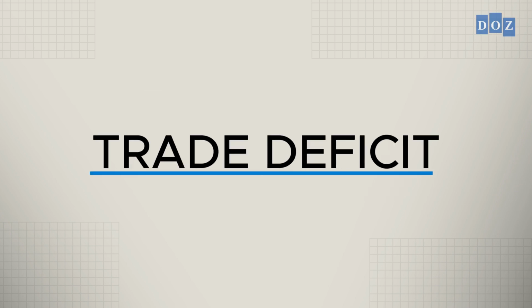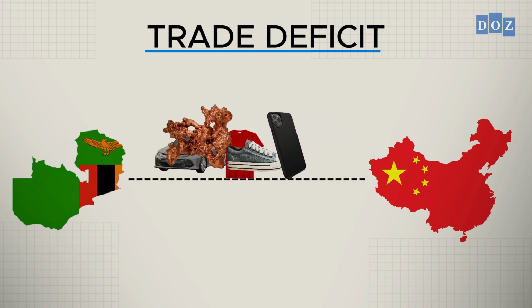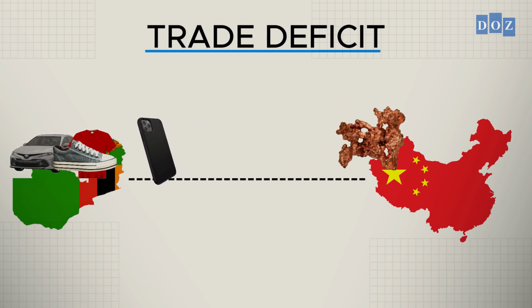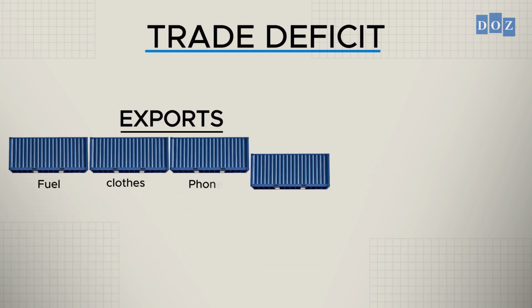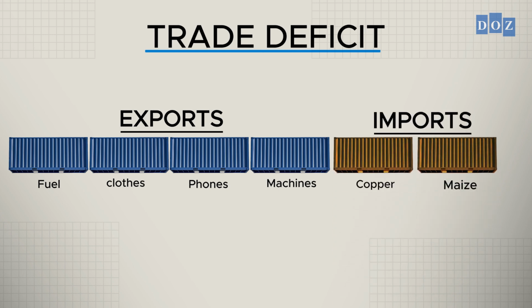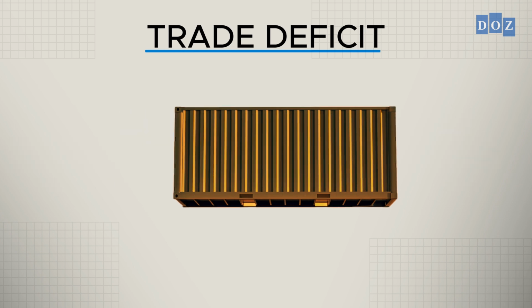Okay, first, let's understand what a trade deficit is. A trade deficit happens when a country buys more from other countries than it sells to them. This means there is an imbalance in the exports and imports of a country. Let's say Zambia imports fuel, clothes, phones, and machinery from other countries, but it doesn't export enough copper, maize, or other products to balance that out. That gap, where we're spending more money buying things than we're making from selling, is called a trade deficit.